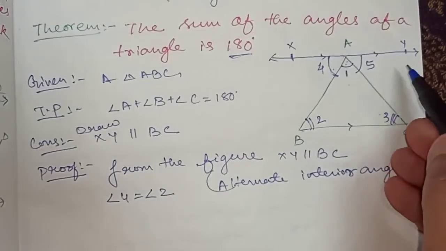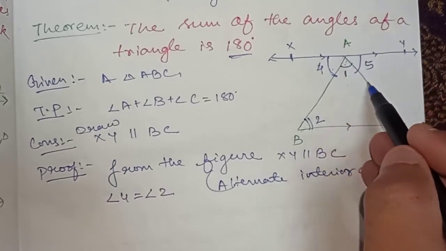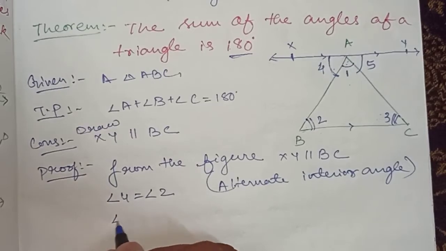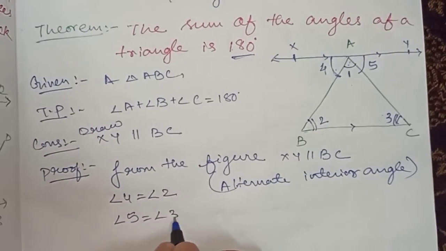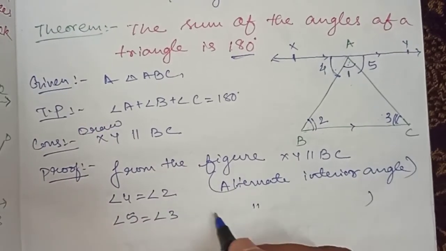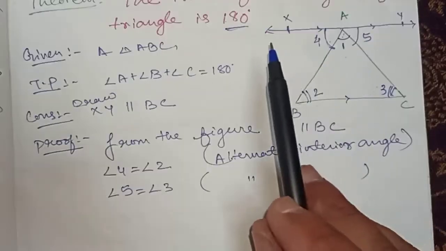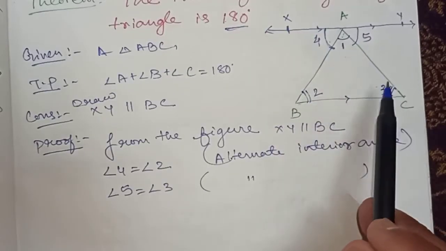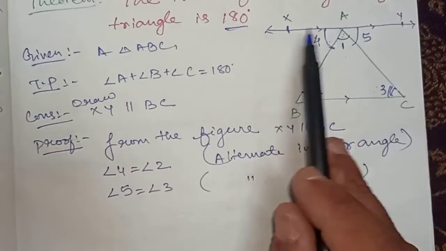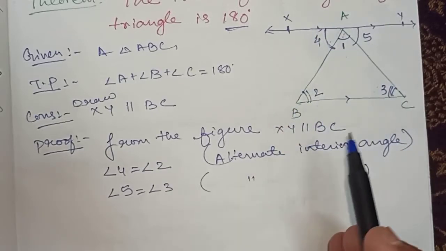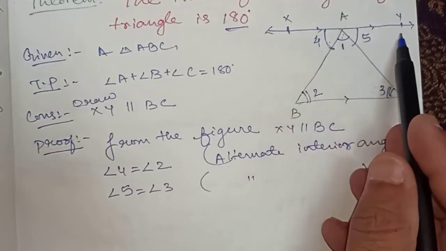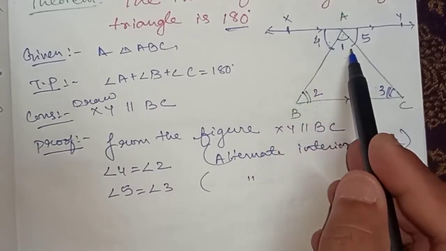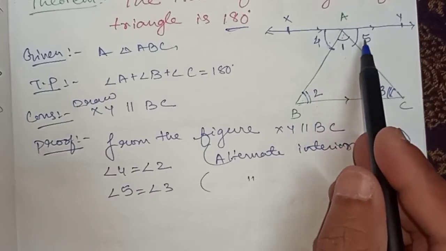Similarly, one more Z shape is there, a reverse Z. This angle, angle 5, equals angle 3. Again the same condition, that is, alternate interior angle. So from the figure we got that these two angles are equal and these two angles are equal because of alternate interior angles, as these two lines are parallel. Now what is this? This is a straight line. What is the sum of all angles on a straight line? 180 degrees. When we add these three angles we will get 180 degrees.